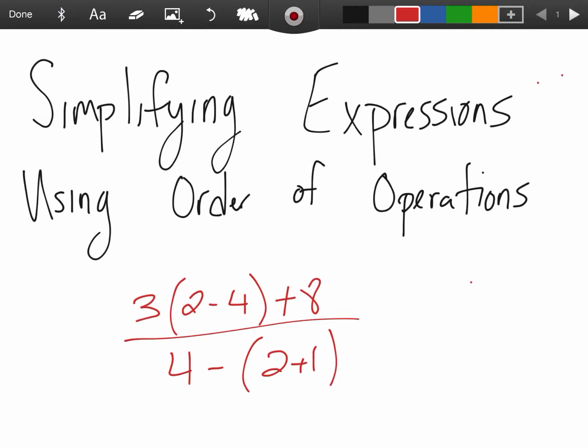Today we are going to be talking about simplifying expressions using the order of operations. So this expression that I wrote below, that's what we're going to be doing at the end of today's video, is we're going to be simplifying that together.